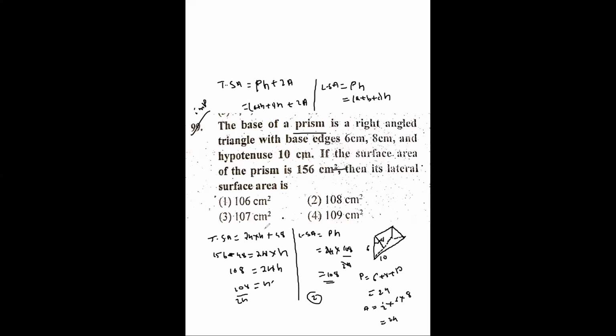So in this question, we have made use of both the formulas, LSA as well as TSA of the prism. First, using TSA, we have calculated the height of the prism, and using the height, we have calculated the LSA of the prism. So you need to know both the formulas. You can substitute the values of perimeter and area of the triangle to obtain the right answer.